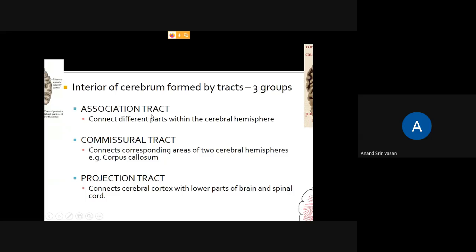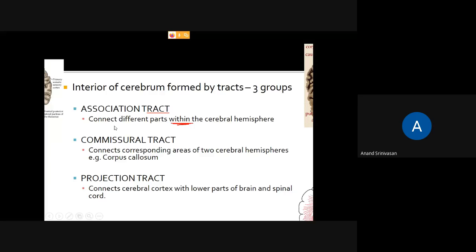Tracts means they contain only the white fibers, they contain the axons. What is an association tract? They connect different parts within the same cerebral hemisphere. So within each cerebral hemisphere, they will connect.